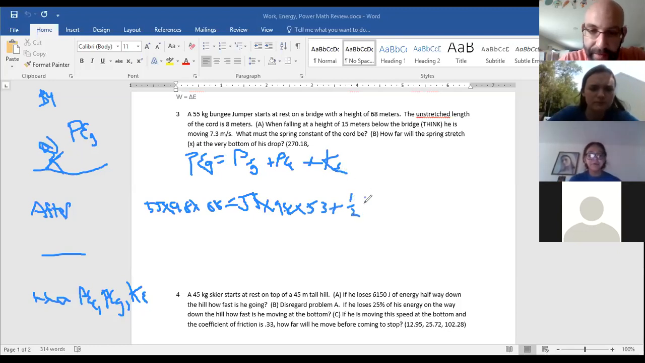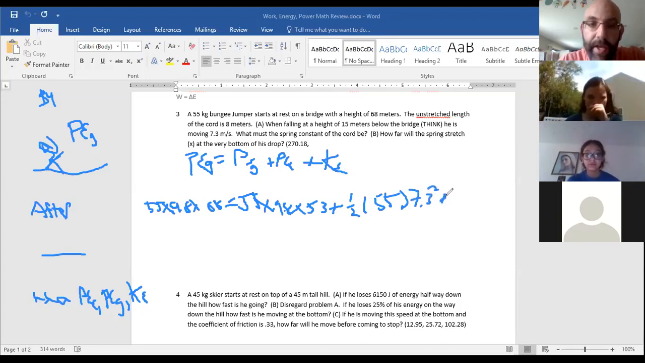That's 1/2 m v squared. Plus, potential energy elastic is 1/2 times the spring constant, that's what we're looking for, K, times x squared. X is how far something has stretched. So here's that part where it says think in the problem.